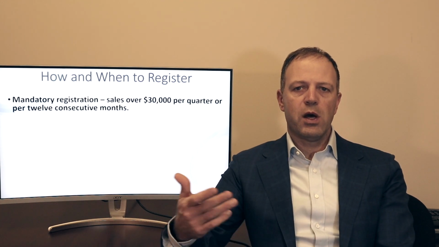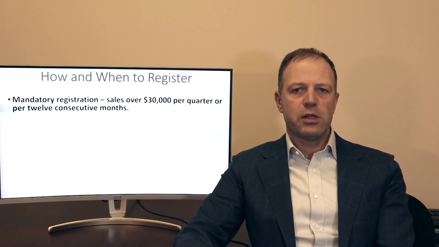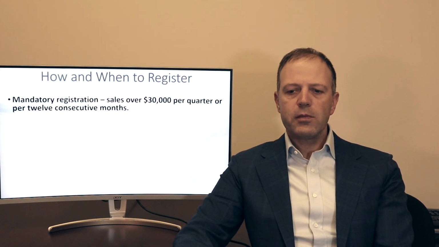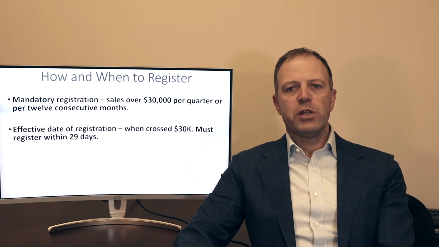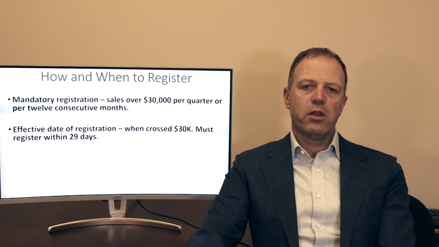issue invoices without adding the 13% HST tax to it. The effective date of registration from the CRA perspective is when you reach $30,000 and you have 1 month to register.